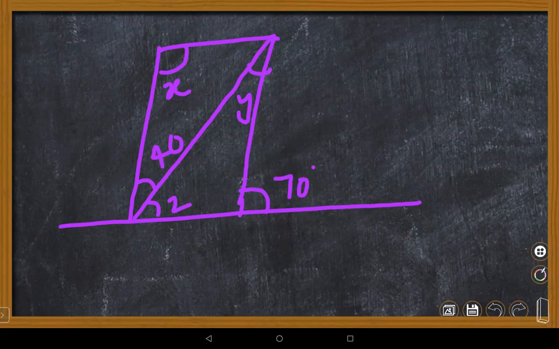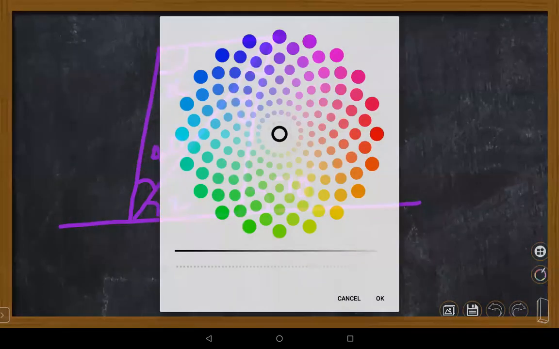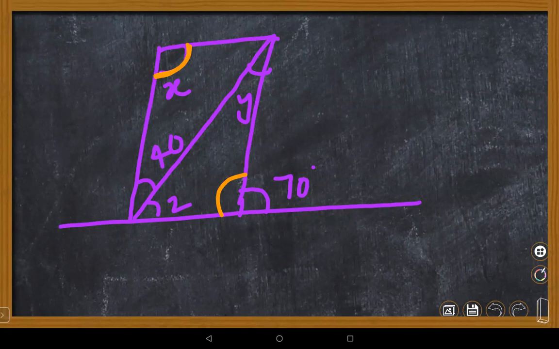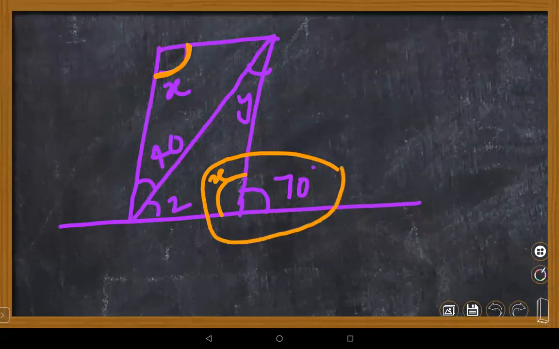Which property will you use? Whatever the property you are going to use, just see this angle, children. I will mark with different colors so that both are equal, children? Yes or no? Yes, ma'am. So it is X, it is X. Now can we go with X plus 70 as 180? Yes or no? Yes, ma'am.